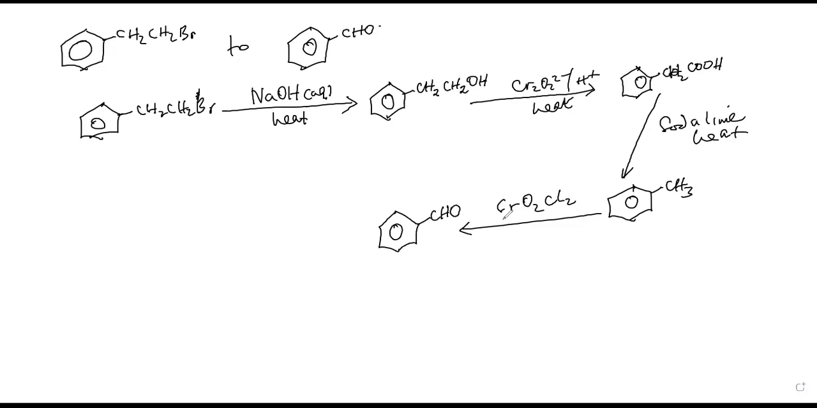Here, one can use another oxidizing agent. One can opt to use acidified manganese(IV) oxide. Still, it will give you benzaldehyde. Or else, if one doesn't want to use this route, from here, one can add magnesium in dry ether. And when you do that, you'll form C6H5CH2MgBr.